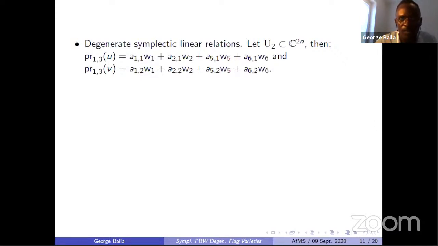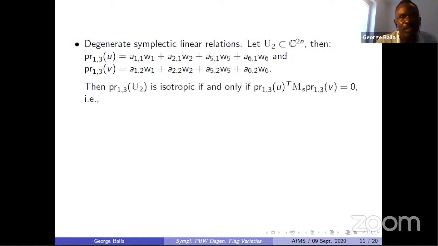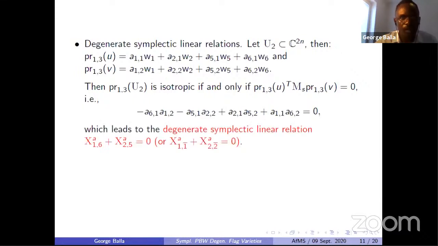So we do this for the two basis elements, and now we want U2 to be isotropic under this projection. So this is the case when this is true. So when we do the computation, we have this relation. In this case, we see that there are two terms which have disappeared. And so we have a degenerate symplectic linear relation.